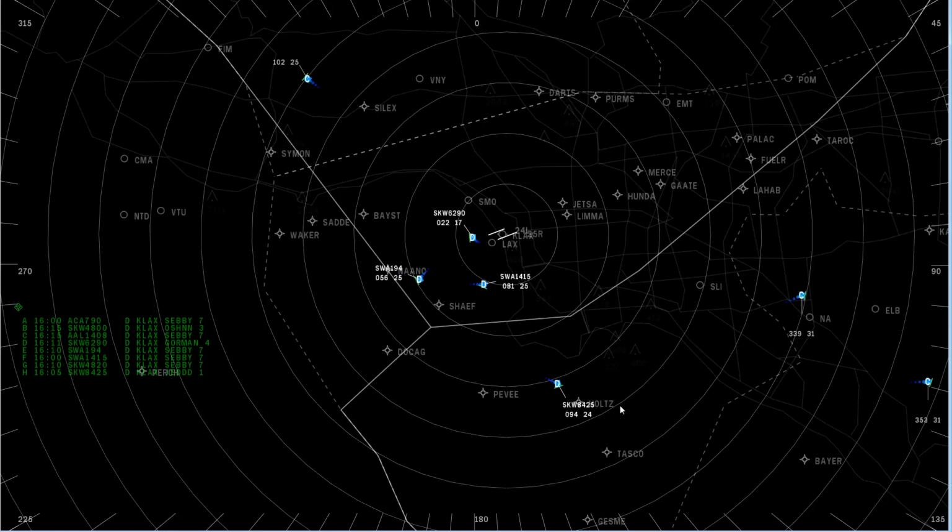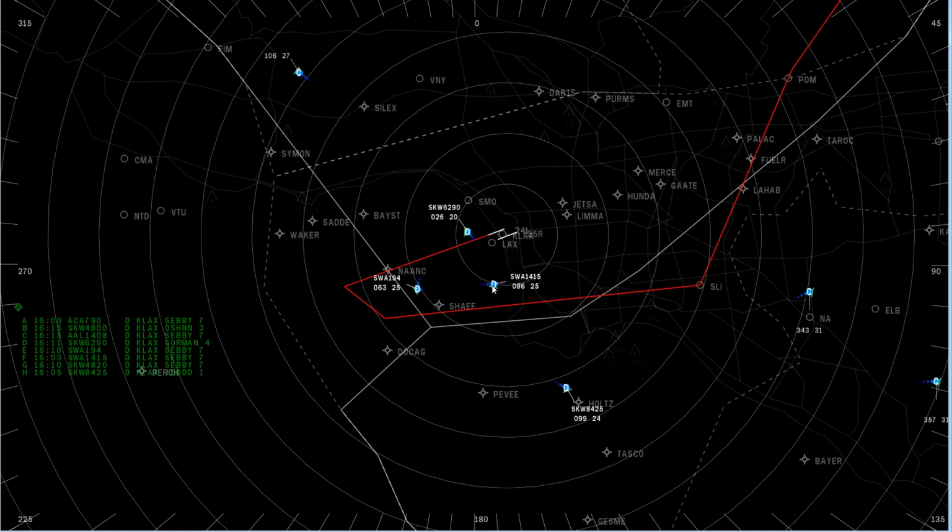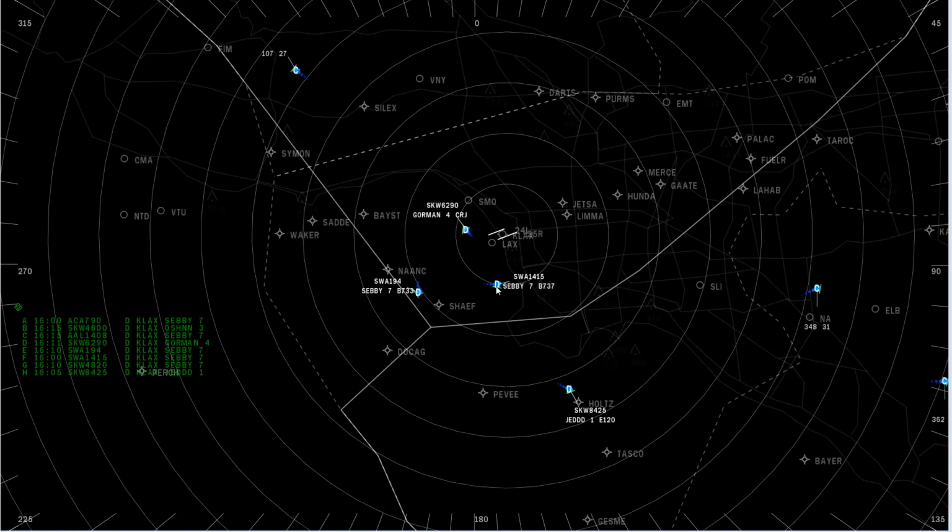SkyWest 8425 is almost at 10,000 feet, so we will be able to hand them off shortly here. You can see we've got both of these planes routed just north of the Palos Verdes Peninsula, which we're trying to avoid. And there's our SkyWest. Altitude has been reached.